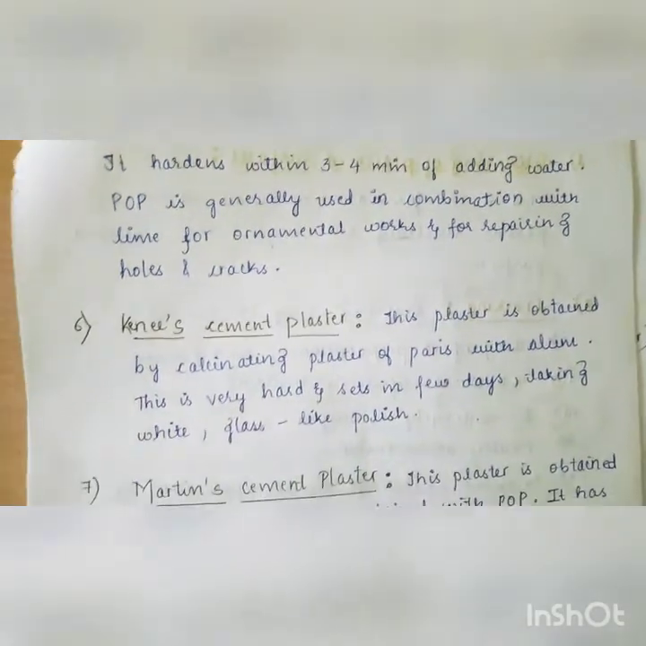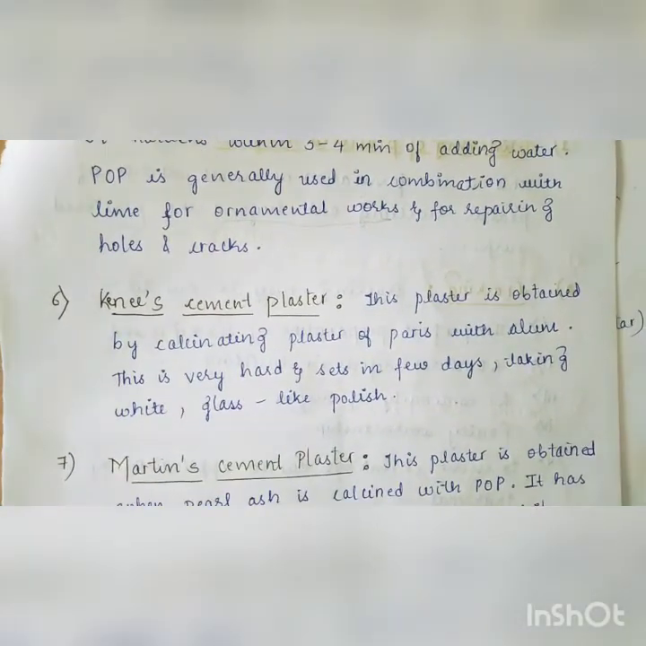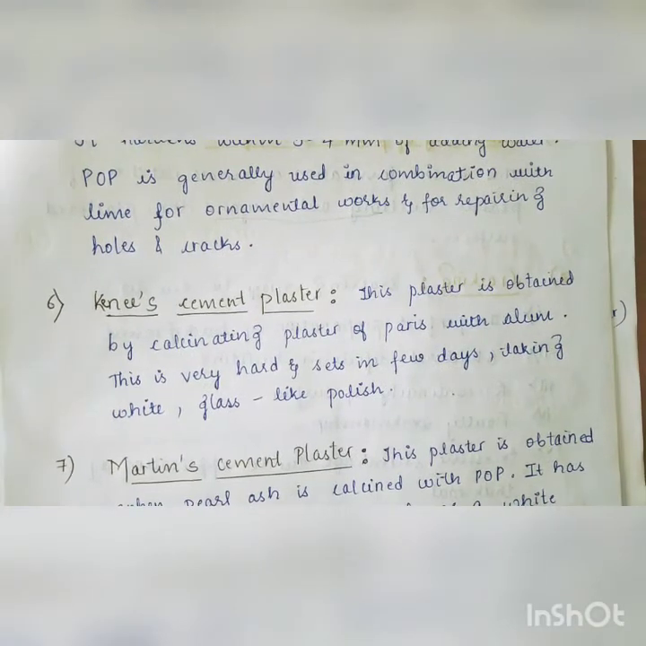Next one is the Keene's cement plaster. This plaster is obtained by calcinating plaster of Paris with alum. This is very hard and sets in a few days, taking a white glass-like polish. Keene's cement is the hardest and densest form of gypsum plaster.